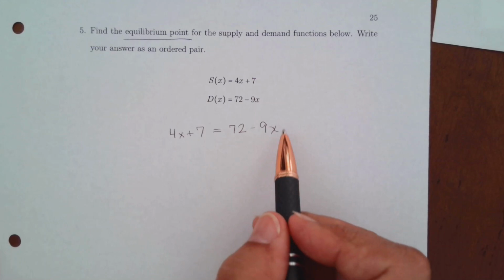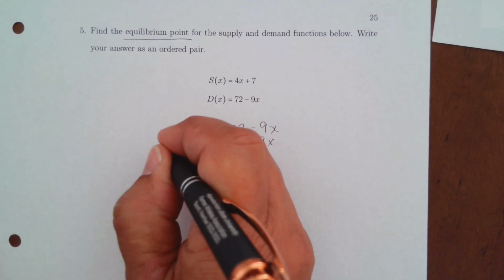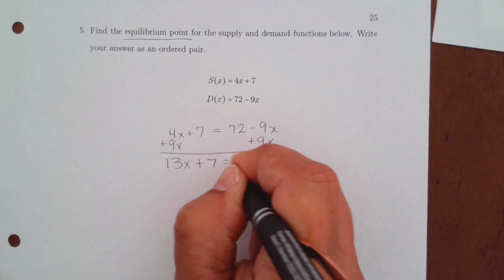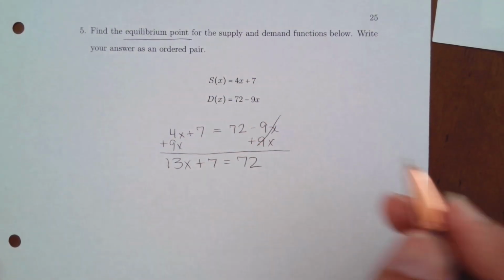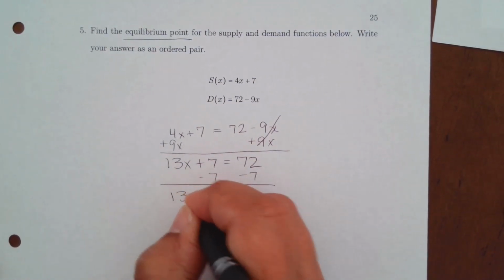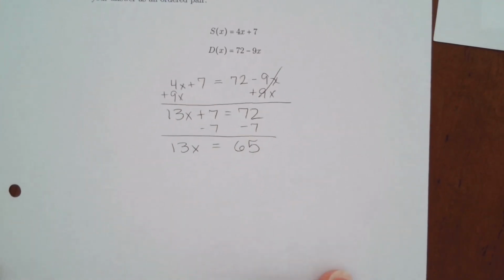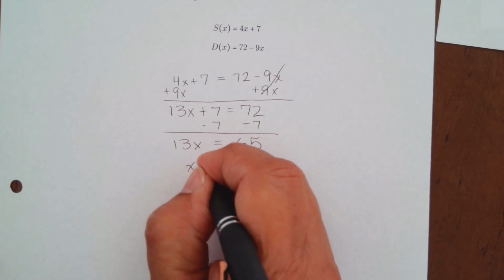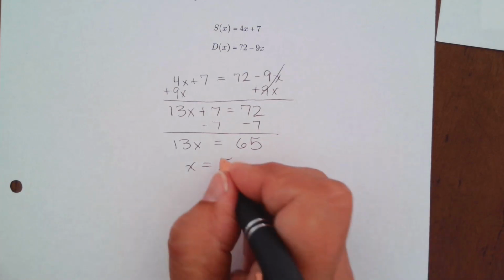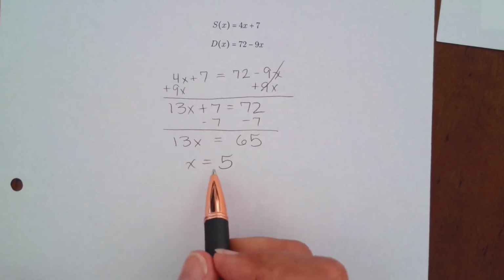So I'm going to take the negative 9x and move it over here. It's going to become positive 9x. So that's going to give me 13x plus 7 equals 72. That goes away. And then I'm going to take the positive 7 and move it over by subtracting it. So I get 13x equals 65. So I can now solve for x. Divide both sides by 13. 65 divided by 13 is 5. Okay, so that's x. But I need to find the point where everything is balanced.